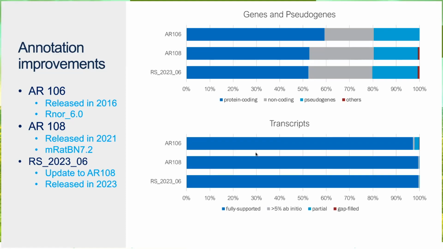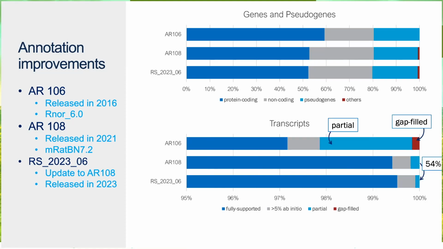So now, if we look at the transcripts, we don't see much of a difference unless we zoom in a little bit. If we look at it further, we see a dramatic reduction in the number of partial and gap-filled transcripts going from AR106 to 108. The number of transcripts with ab initio sequence, purely computational predictions, was also reduced. There's a further reduction in the number of partials going from AR108 to RS-2023-06. There's a 54% reduction. A good number of these partials have been either fixed or suppressed. This is entirely due to manual curation work by the RefSeq team.